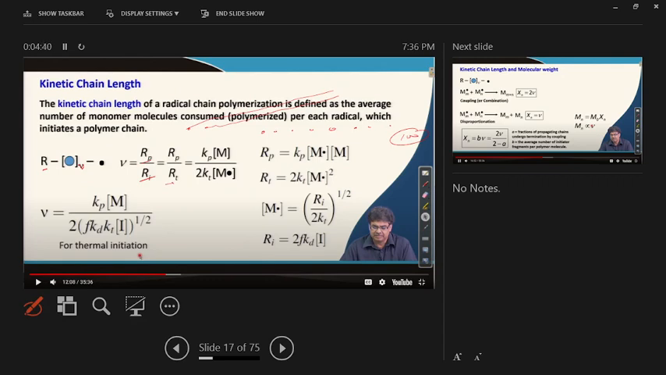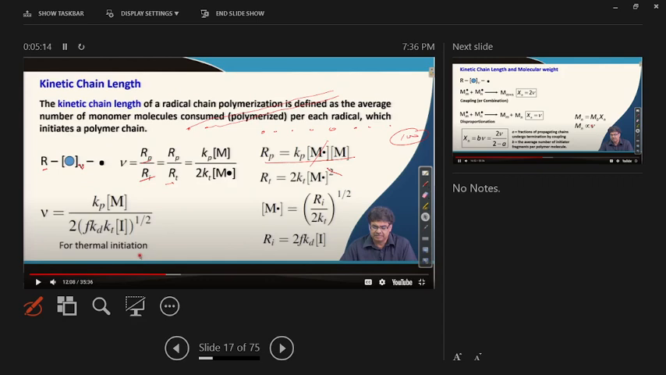Rate of propagation we know already, we have studied this equation many times. Rp is equal to Kp [M][M•], with monomer concentration and radical concentration, and the rate of termination is equal to 2 kt [M•] squared, radical concentration squared. If you put this value here, the [M•] squared will cancel, leaving only kp[M] in the numerator and 2 kt [M•] squared in the denominator.